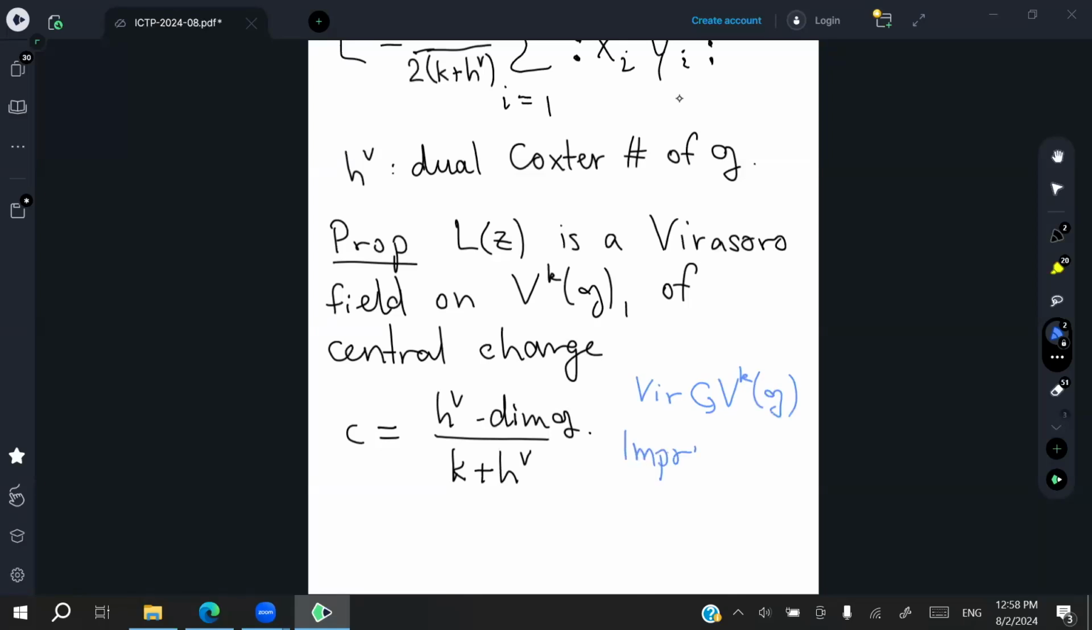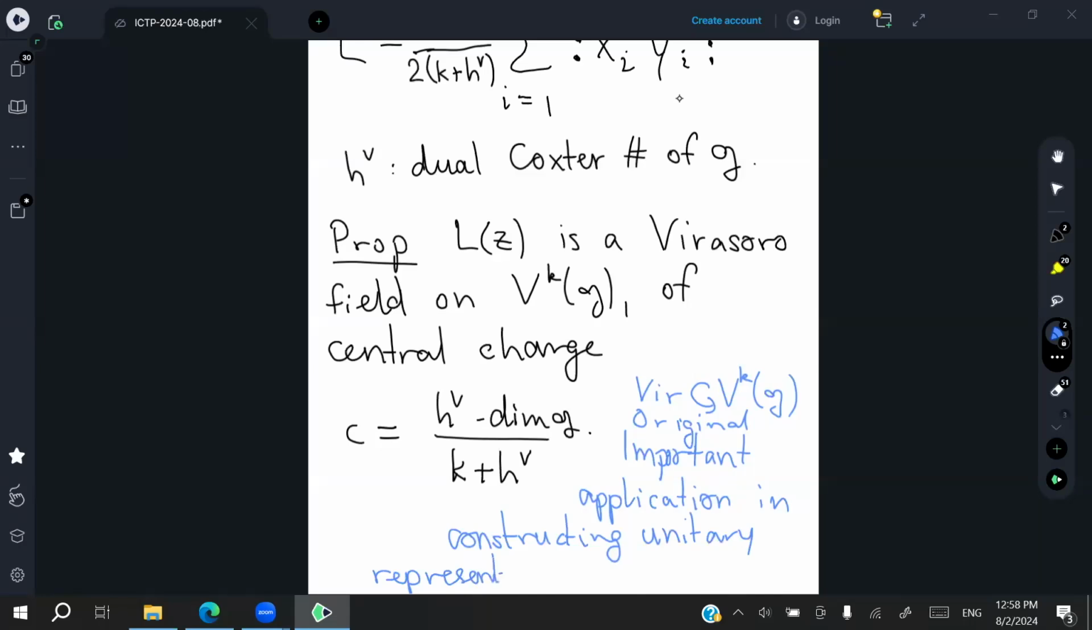And let me just conclude by saying this has important applications in constructing unitary representations of the Virasoro algebra. Okay, so you could view all of this as kind of the Virasoro algebra being this very important Lie algebra that appears in physical applications, because as you probably know, the Virasoro algebra is the unique central extension of the Witt algebra, which is the Lie algebra of vector fields on a punctured disk. So that's an important Lie algebra. So Virasoro is important.